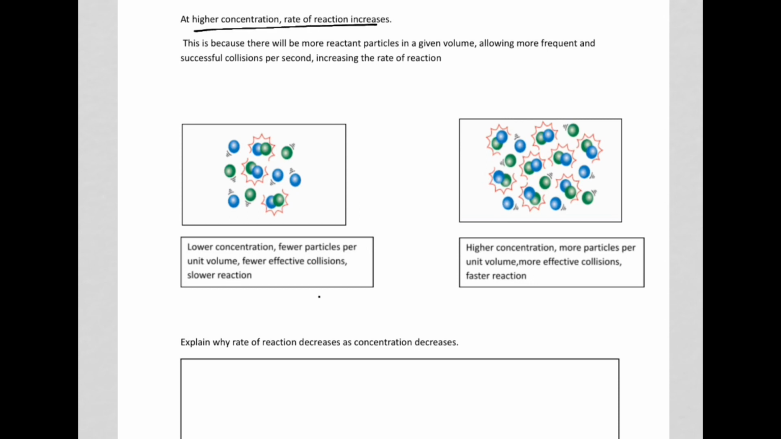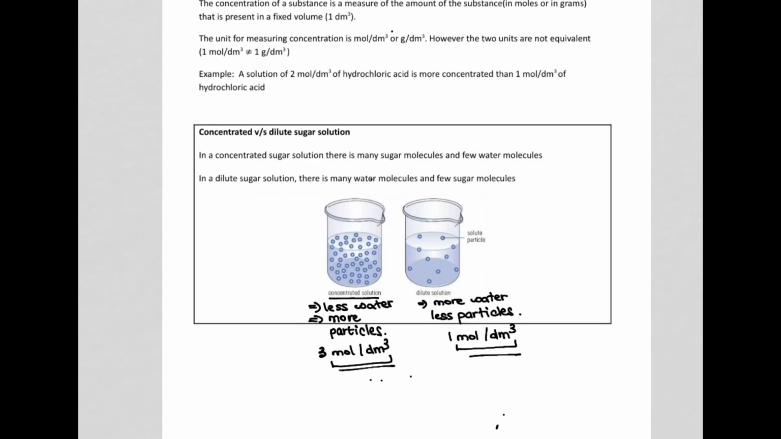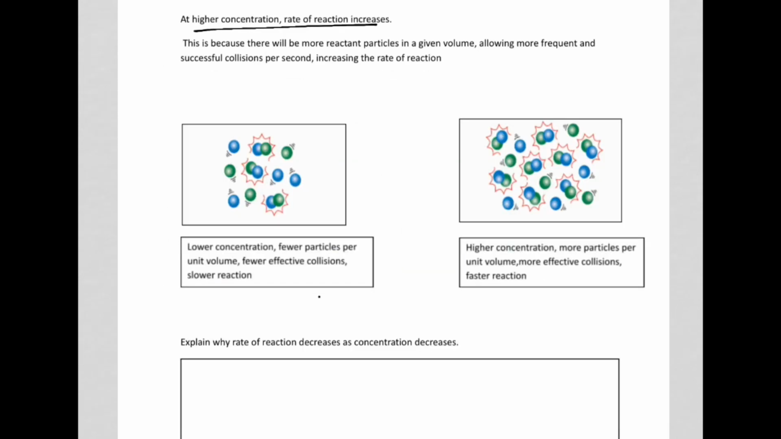So you have a diagram here. This shows high concentration. If you have high concentration, you have more particles per unit volume. This is what we mean here. More particles per unit volume means more effective collisions. You actually have greater number of collisions, hence more effective collisions, faster reaction. Low concentration, fewer particles per unit volume, fewer collisions, slower reaction.